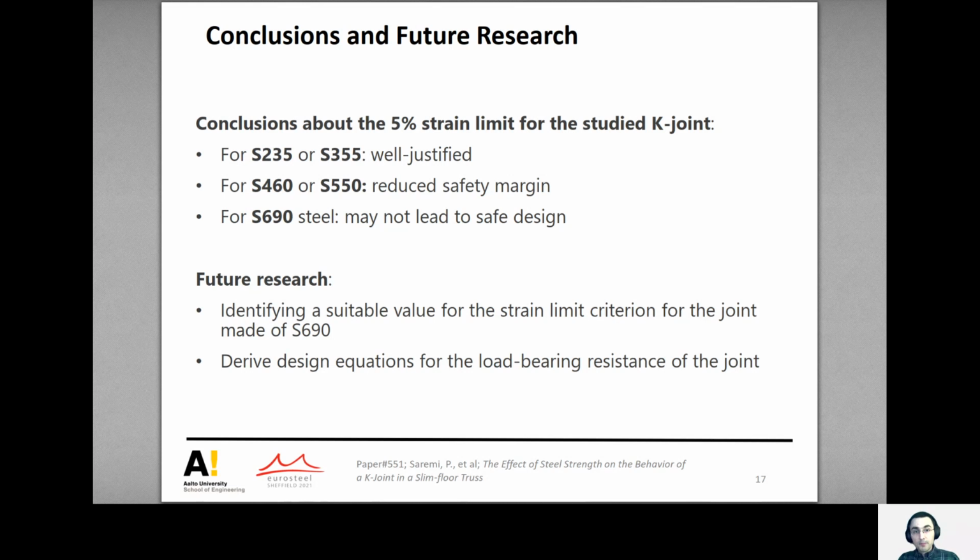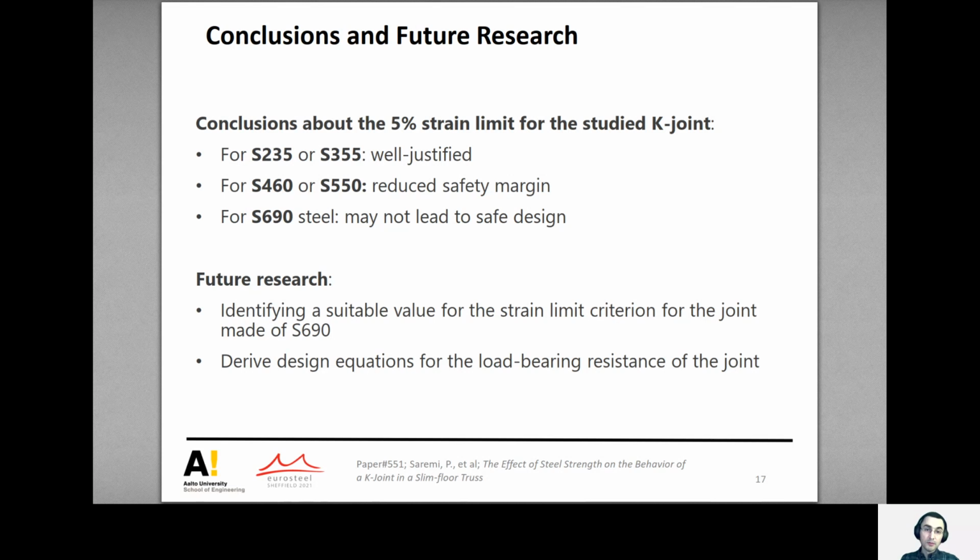In conclusion, the use of the 5% strain limit for S235 and S355 is well justified. For S460 and S550, it leads to a reduced margin of safety. But for the joint made of S690, it may not lead to a safe design.